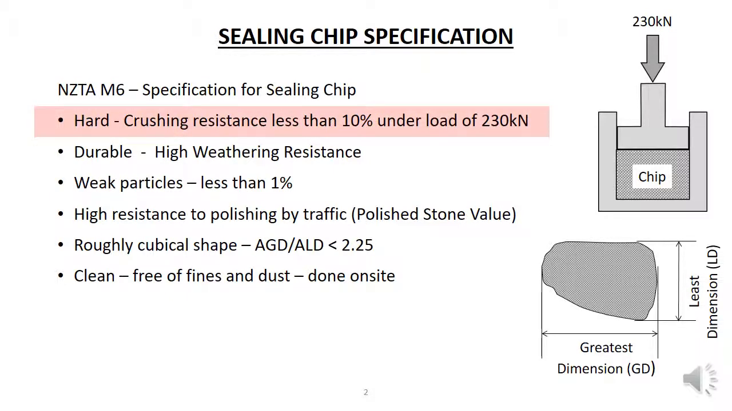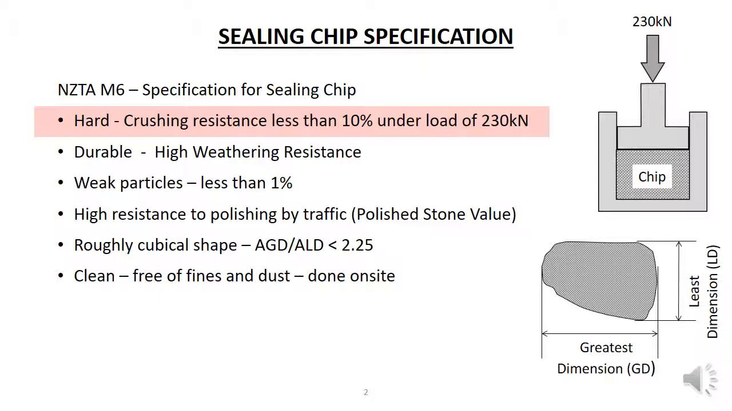Sealing chip has to be able to resist the traffic loadings without crushing. Chip is tested using the crushing resistance test, which is the same test that is used for base course aggregate and is shown in the top diagram. The load applied is more than the base course aggregate, as the chip takes all of the traffic load directly and so needs to be stronger.